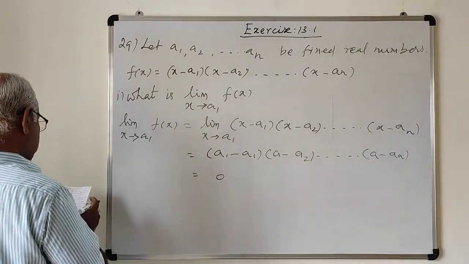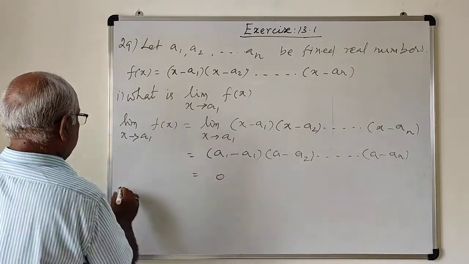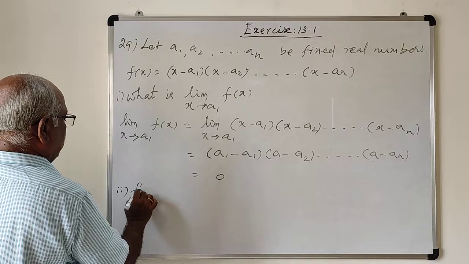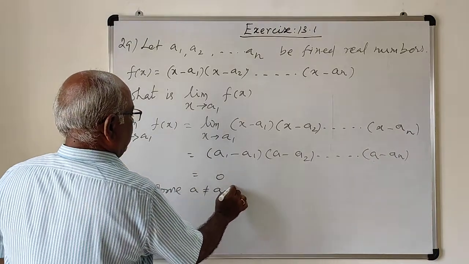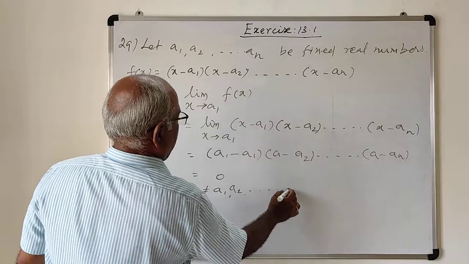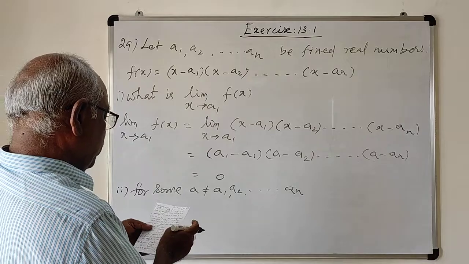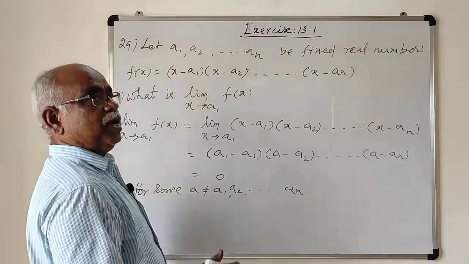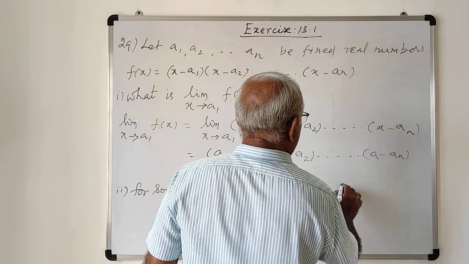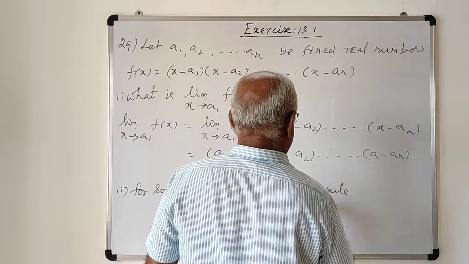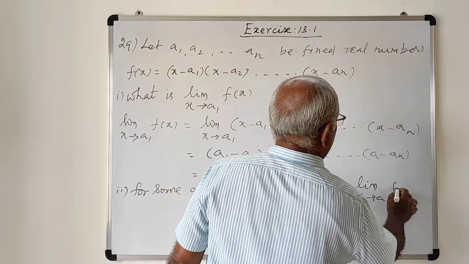Second question: for some a not equal to a1, a2 etc. an, compute the limit as x tends to a of f of x.